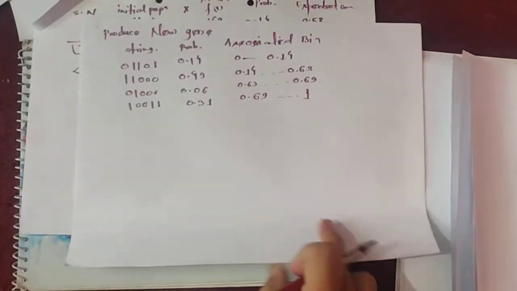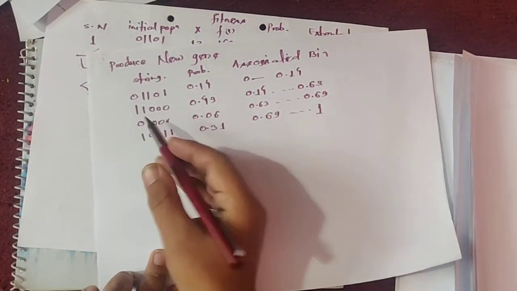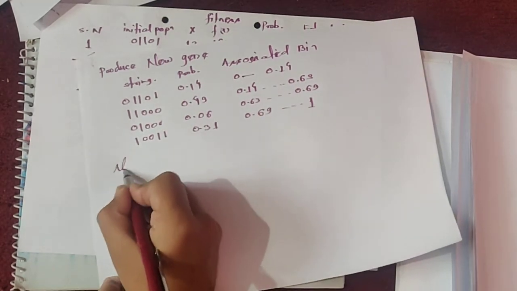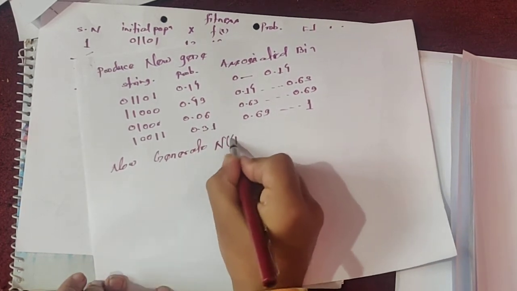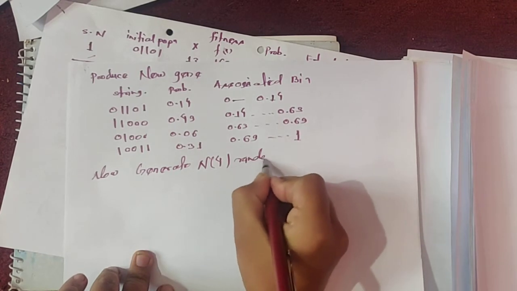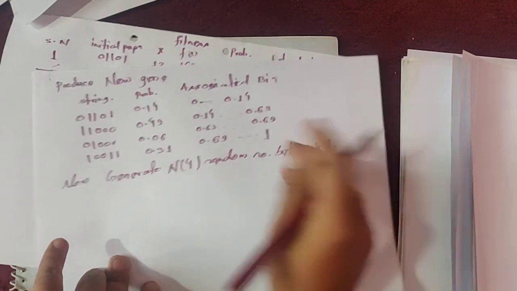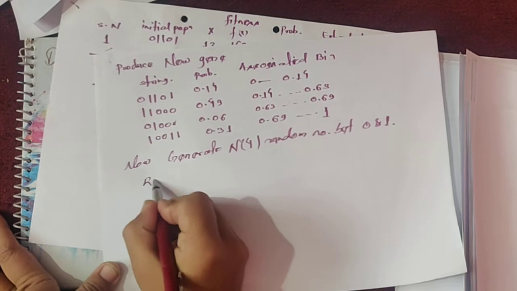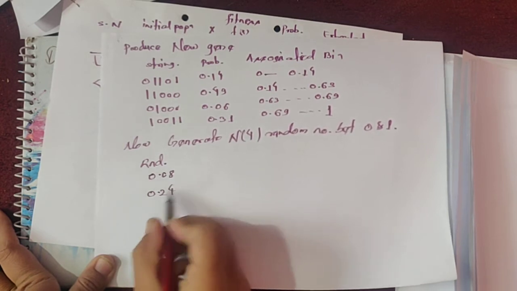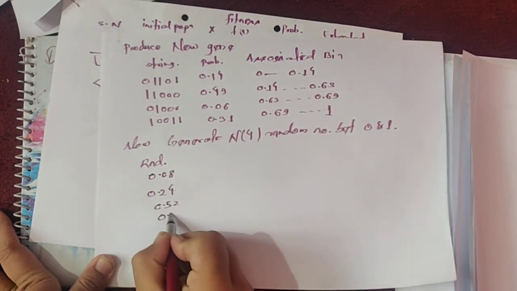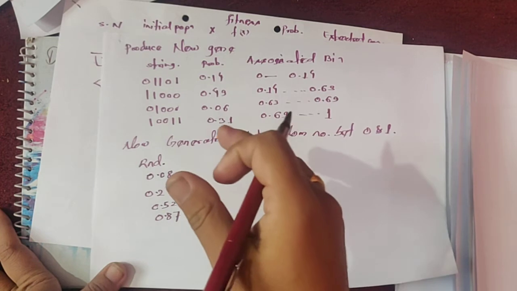Since we have considered only 4 data, we generate 4 random numbers between 0 and 1. I have generated 0.08, 0.24, 0.52, 0.87. You can generate the 4 random numbers on the calculator using the rand function.